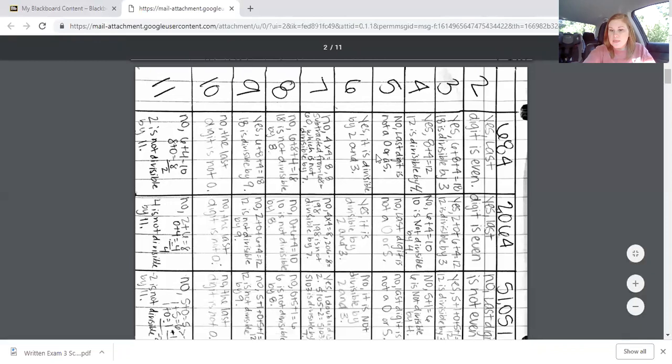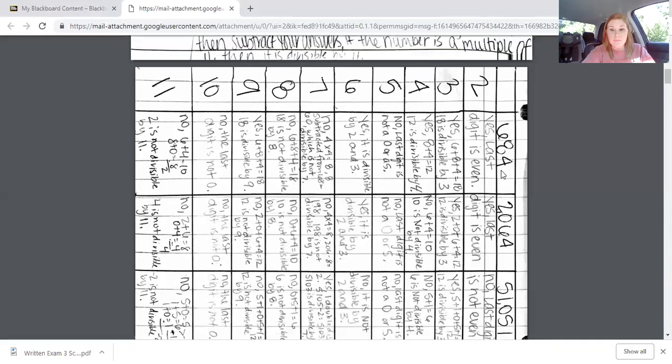So for the number 3, to see if it is divisible by 3, what we would do is add the 6, the 8, and the 4, and that would give us 18. And 18 divided by 3 is going to give you a whole number with no decimals, no fractions, so that means that it is divisible by 3. So for 4, to find out if a number is divisible by 4, we want to look at the last 2 digits. So the 8 and 4 make 84, and 84 divided by 4 gives you a whole number again. So therefore, it is divisible by 4.